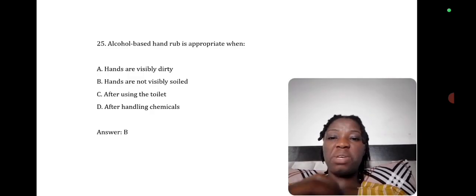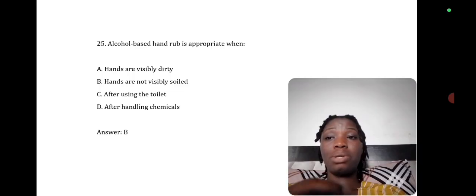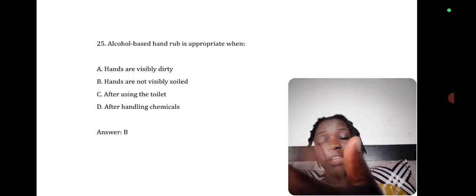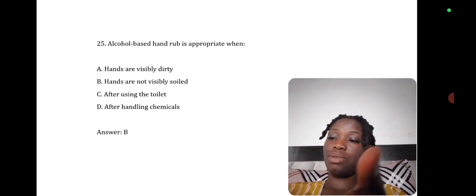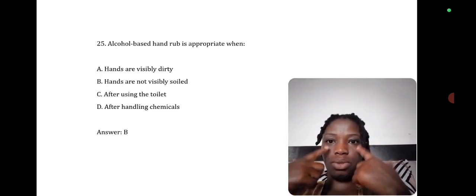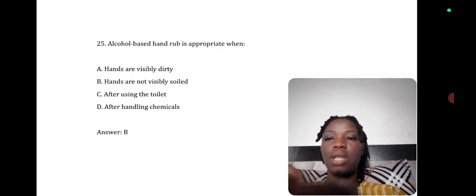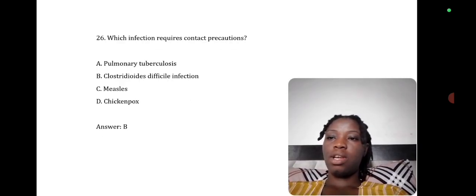You don't just use it when your hand is dirty. If there is a place for hand washing, wash your hand. It's better than hand sanitizer, because most times you will not even know if the hand has touched something on the bed. When you assess it and you see that, okay, it's not soiled, visibly meaning you can see that it's not dirty, okay, I can use hand sanitizer. That's alcohol-based hand sanitizer. Then when you see that it's dirty, please wash your hand.